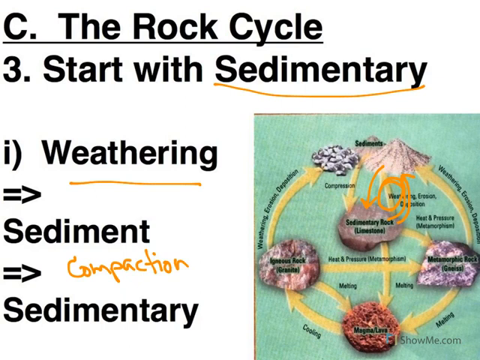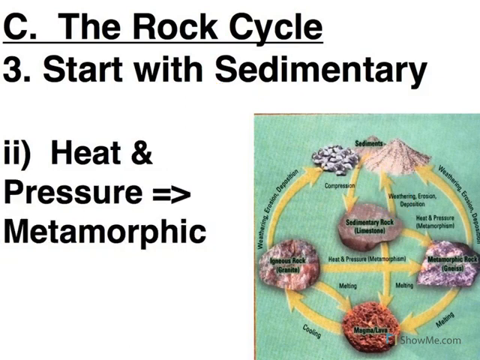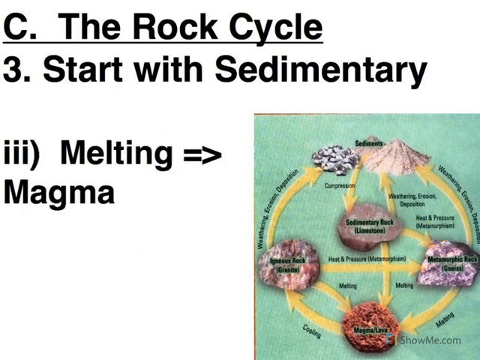What else can we do to our sedimentary rock? Well, we can apply heat and pressure, and that turns it into a metamorphic rock. Or we can melt it and turn that back into magma. So our sedimentary rock can break down and turn into a different sedimentary rock. It can experience heat and pressure and turn into a metamorphic rock, or we can melt it and turn it into magma.